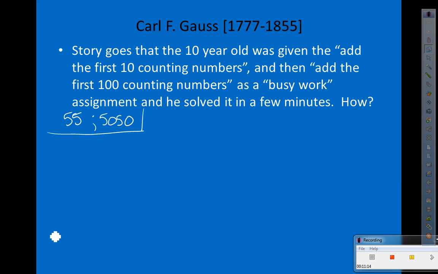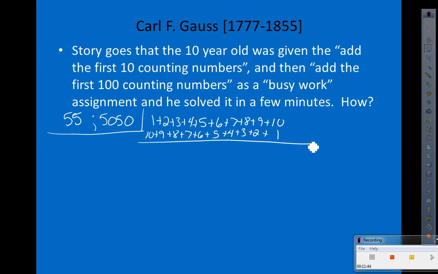He said, well, teacher wants me to add up the first 10 numbers. That's going 1 plus 2 plus 3 plus 4, hang with me, plus 5 plus 6 plus 7 plus 8 plus 9 plus 10. That's the same thing as going 10 plus 9 plus 8 plus 7 plus 6 plus 5 plus 4, 3, 2, 1. Here's why he did that. He saw this pattern. Notice what happens when he adds vertically.